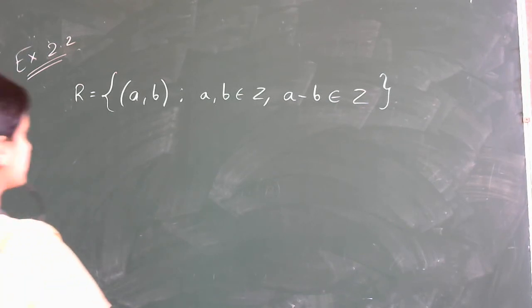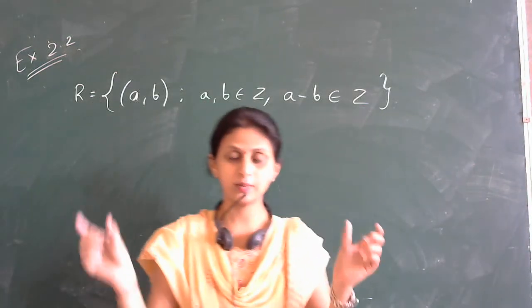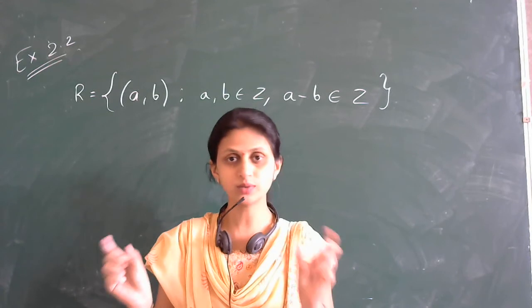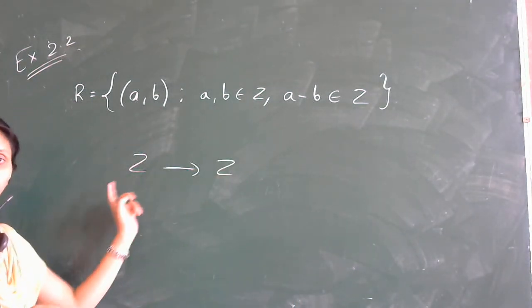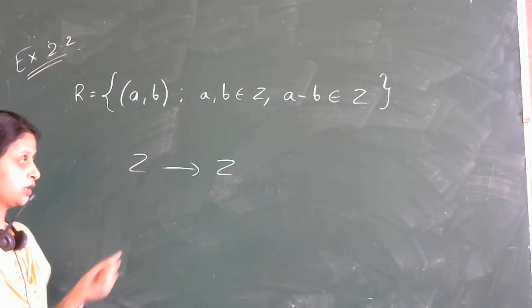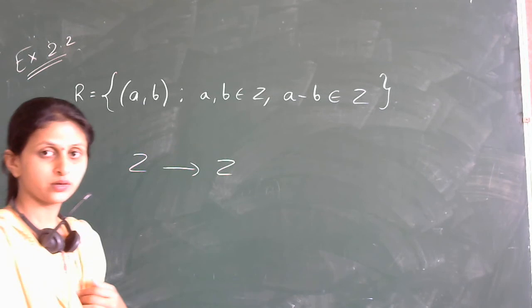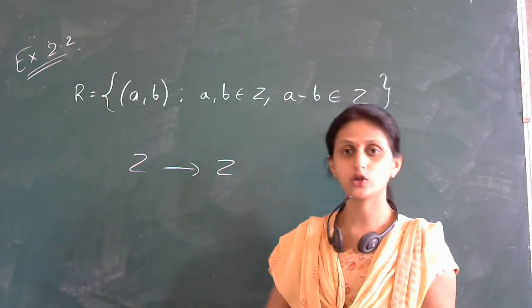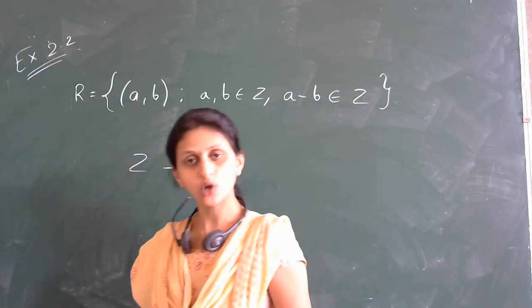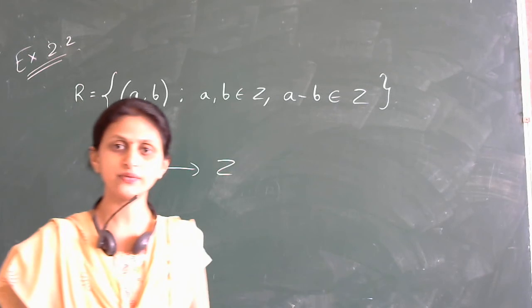See, what does this relation say? It says that all the elements from both the sets are from the same set, that is integers. It is from set Z to Z. It consists of all ordered pairs (a, b), where both the elements are integers, and if you take the difference it will also be an integer. Now as we all know, the difference of any two integers will again be an integer itself.